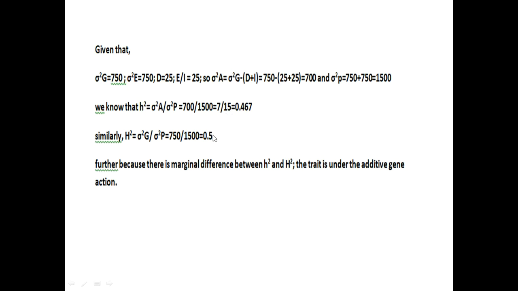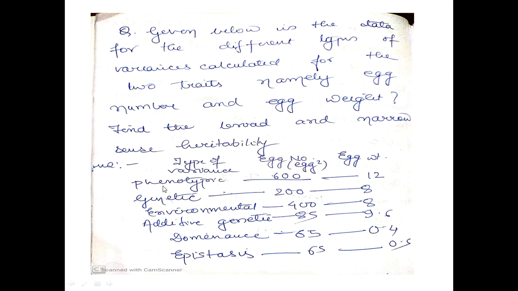Now, if this value and this value differ very negligibly, it means that sigma square a and sigma square g are not differing much, which means that these two components are very small in comparison to these, which means that the effect of non-additive gene action is very less and the trait is under additive gene action. So we will go for intra-population selection.